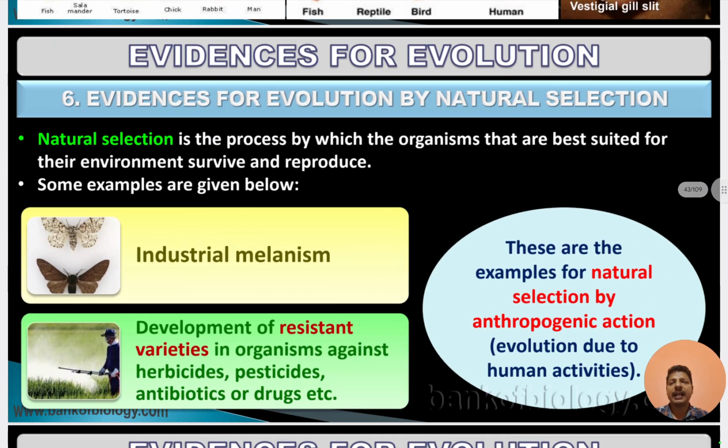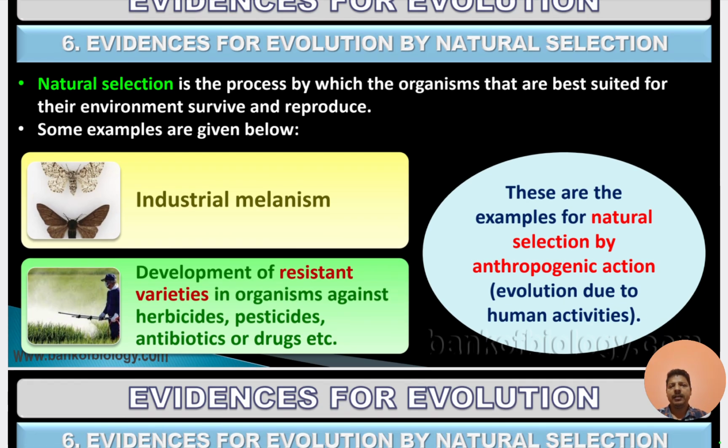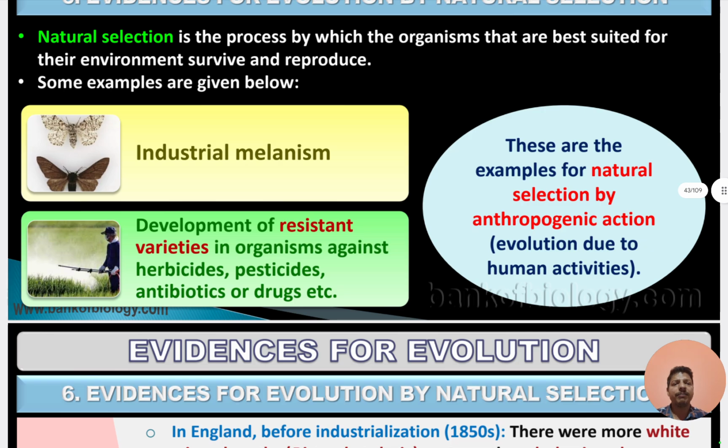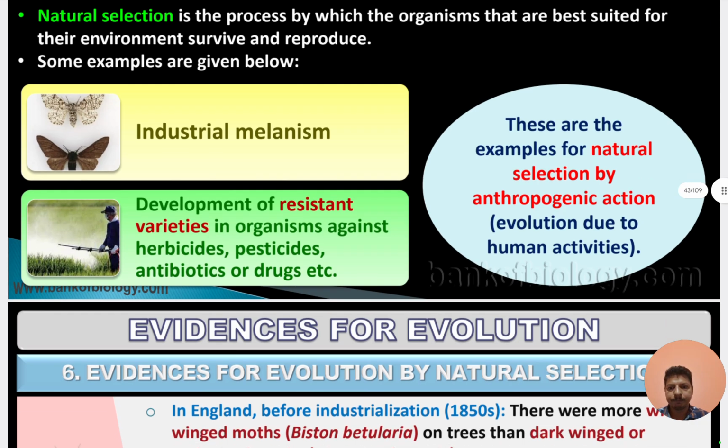Then the sixth one is natural selection. It is the process by which the organisms that are best suited for their environment survive and reproduce. Obviously, nature selected them. Some examples are industrial melanism, and the development of resistant varieties in organisms against herbicides, pesticides, antibiotics or drugs. They are examples of natural selection by anthropogenic action. Anthropogenic action means evolution due to human activities.